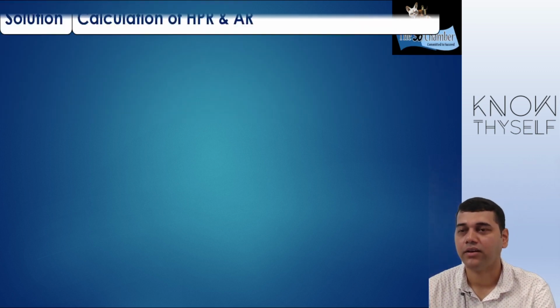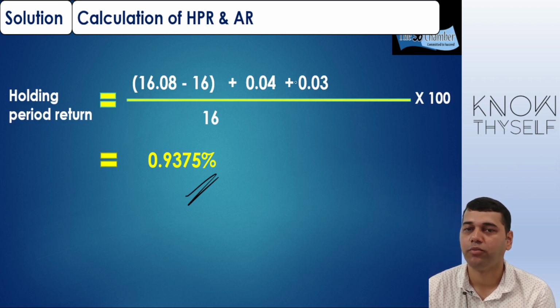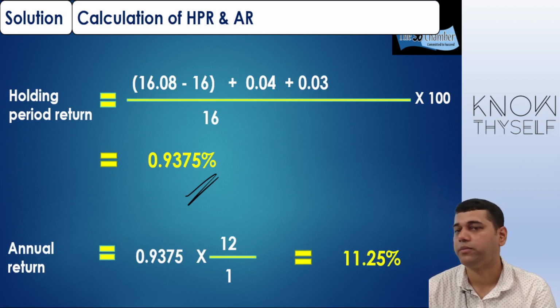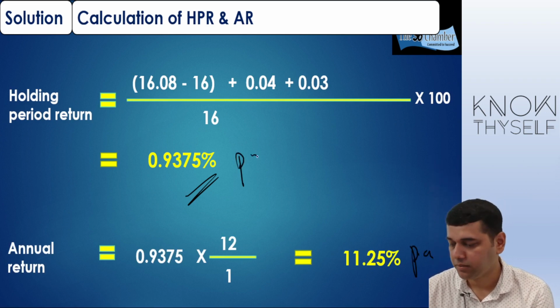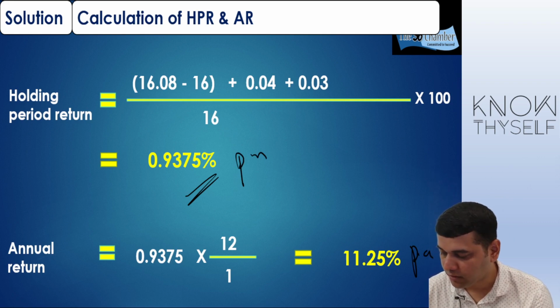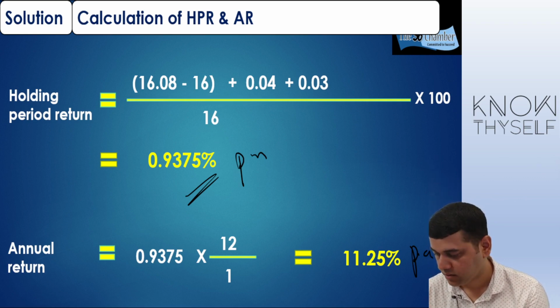Done? Okay. So holding period return is 9.375, that is 16.08 minus 16 plus 0.43, and annual return is multiplied by 12 by 1, 11.25% per annum. This is per month. Okay, one more question we'll do, because question number 12 we marked important. It might have some analysis. We need to spend time on question number 12. Done?